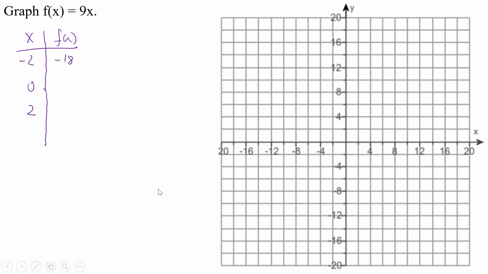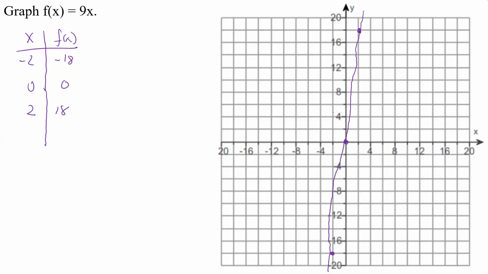And if we plug in 0, well, 0 times 9, that's going to be 0. And 2 times 9 is a positive 18. So negative 2, negative 18, that's going to give us a point here. Then we'll have 0, 0, a point here, and 2, 18, a point here. And I don't know if I even want to attempt this line. Anyway, close enough. So that would be what our line looks like.